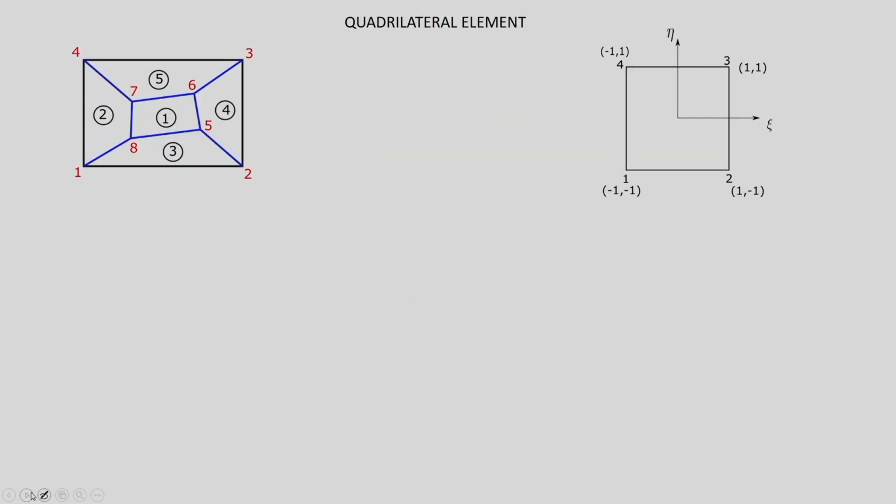Now, let us consider another type of element that we frequently use in solving problems in 2 dimensions, that is called a quadrilateral element. Here I have shown a rectangular domain that is defined by 1, 2, 3 and 4. This domain has been discretized using 5 quadrilateral elements, element 1, 2, 3, 4 and 5. These blue boundaries correspond to the elements, so these are internal boundaries.